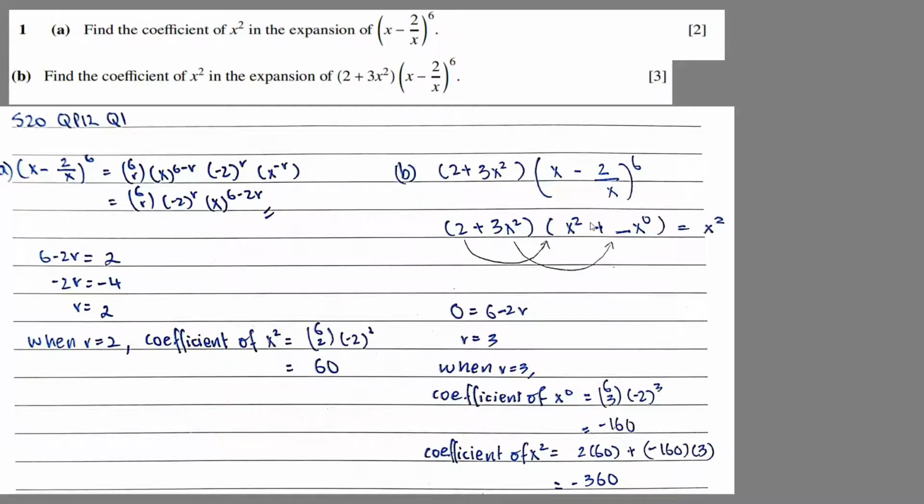So we already found the x squared term in this case. So now we have to find the x independent value, when x is raised to the power 0. So 0 equals 6 minus 2r, so r is 3 from this equation. And when r is equal to 3, we can find the x independent value, which is 6 choose 3 multiplied by negative 2 raised to the power 3, which gives us negative 160. And now we have to find the coefficient of x squared. So 2 multiplied by the x squared term, so it's 2 times 60. And 3 multiplied by the x independent value, so negative 160 times 3, which gives us an overall value of negative 360.